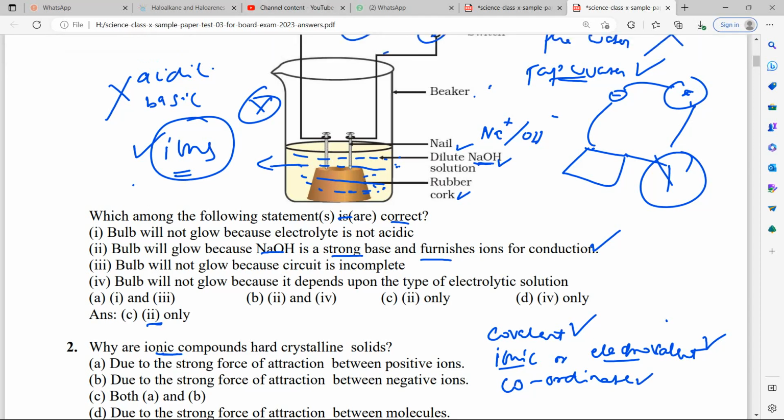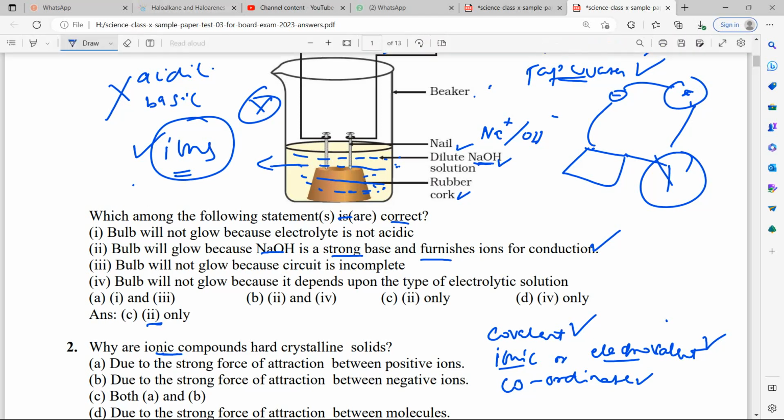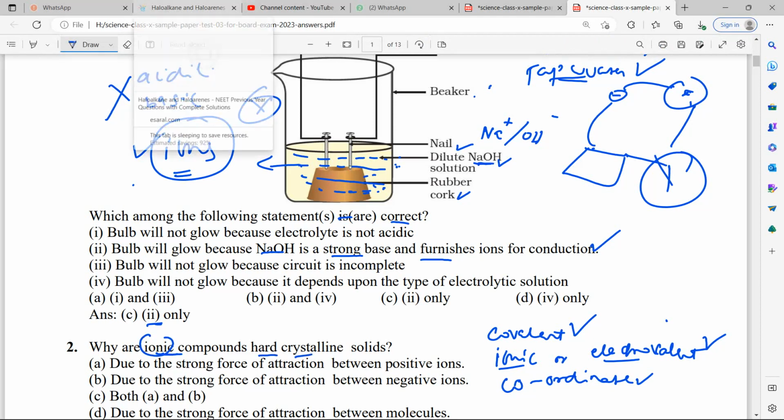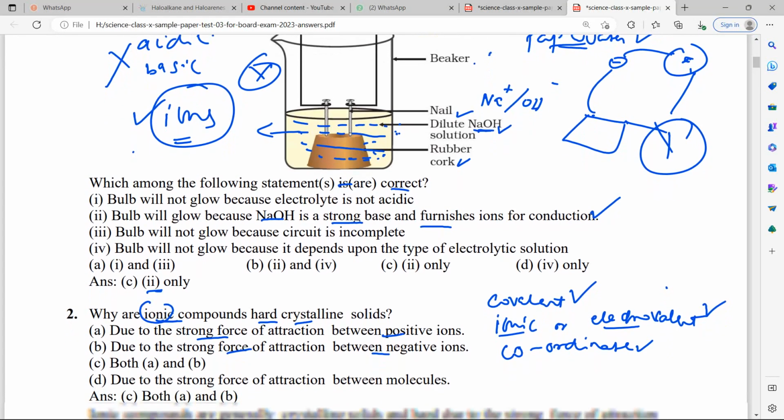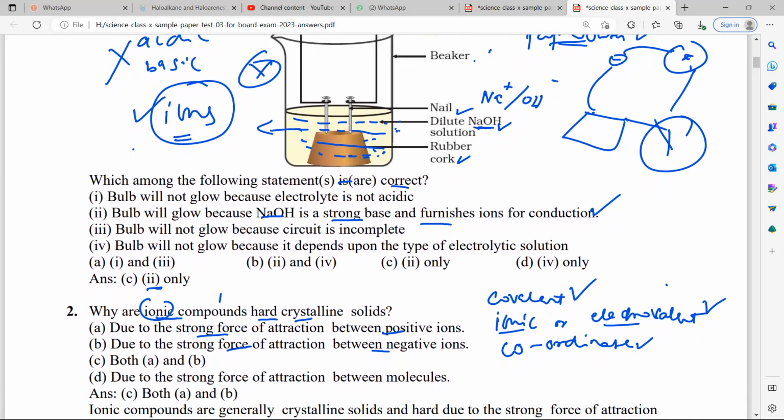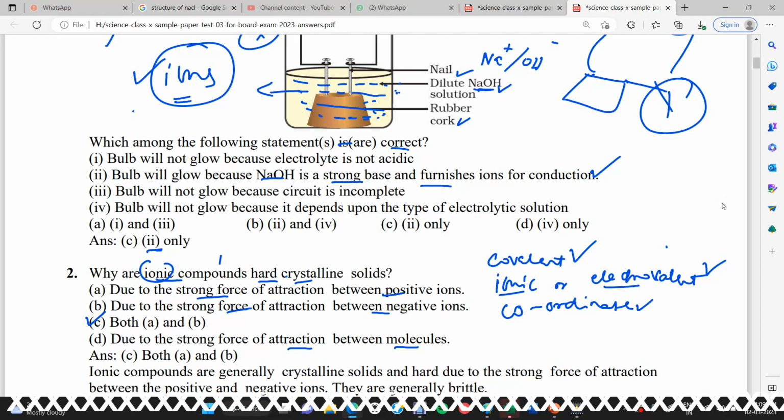Among these compounds, the ionic compounds are hard and crystalline. Why? That is the question here. Due to the strong force of attraction between the positive ions, or between the negative ions, or both A and B, or due to the strong force of attraction between the molecules? Here, the right answer is: due to the strong force of attraction between the positive and negative ions. Now let us move to the next question.